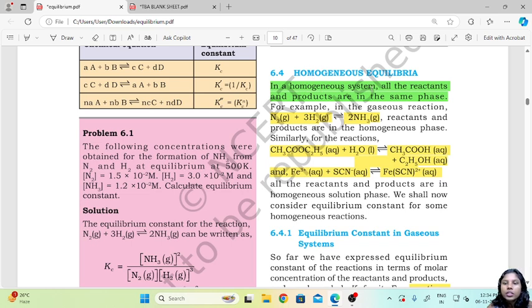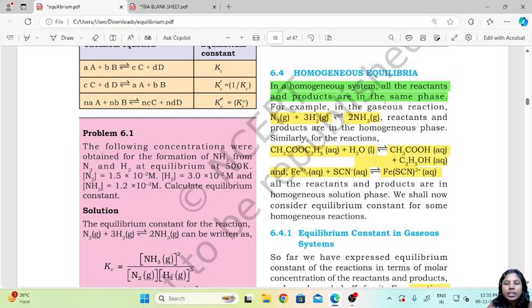In a homogeneous system, we know that all the reactants and products are going to be in the same phase. When we refer to phases, we are talking about the states of matter. It may be solid, liquid or gaseous state. So here what we are saying is that in a homogeneous system, all the reactants as well as the products are going to be in the same phase. That is, they are going to either be in gaseous state throughout, liquid state or in the solid state.